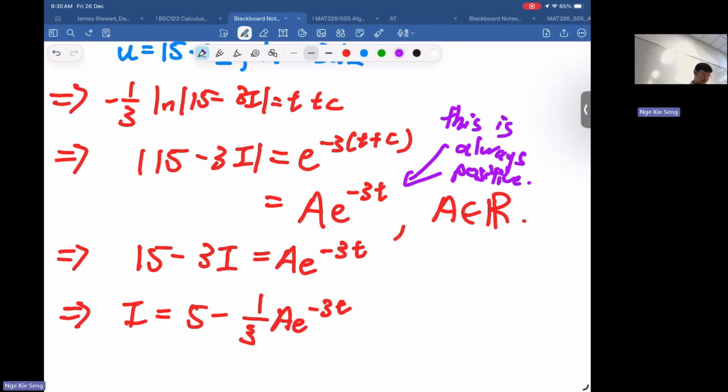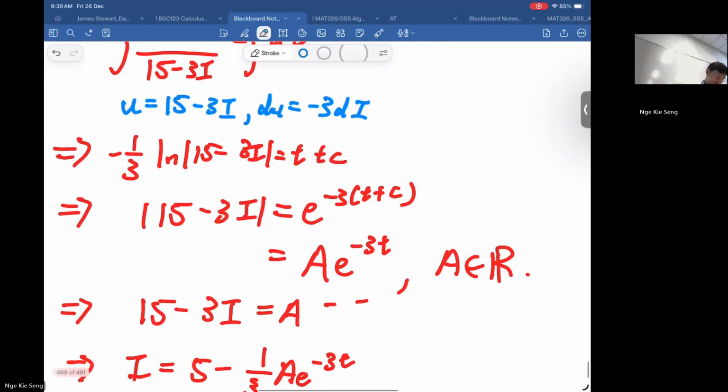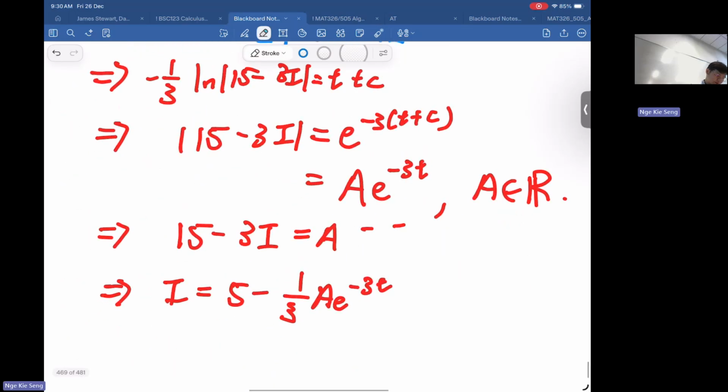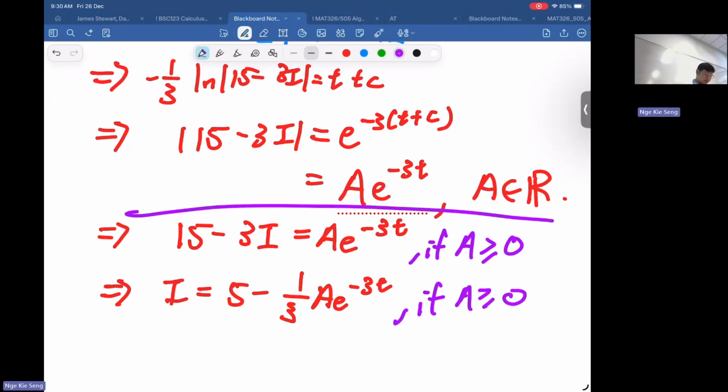Does it depend on my C or not? It actually depends on my A, right? It depends on A. Let me think. Okay, maybe I add some more terms here. If A is greater than or equal to 0, then it might work. Otherwise maybe you can just stop here. It's good enough.